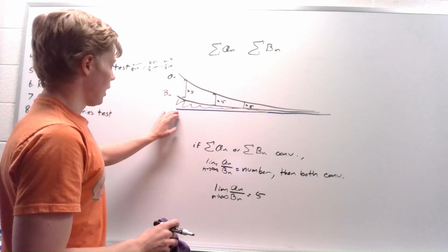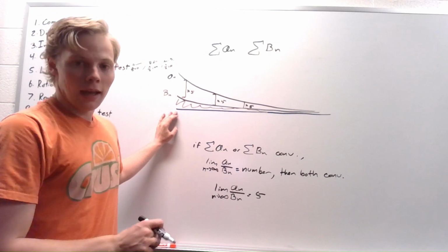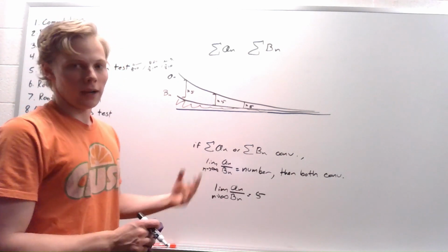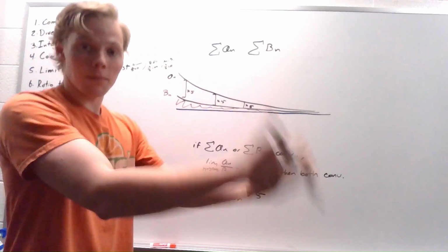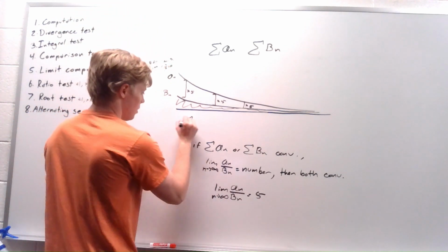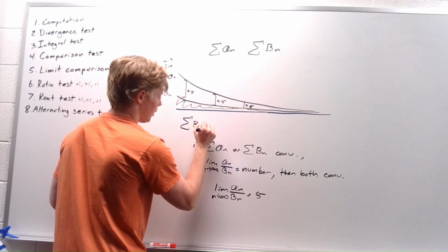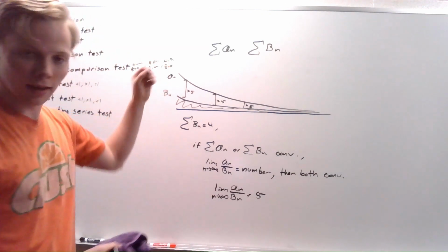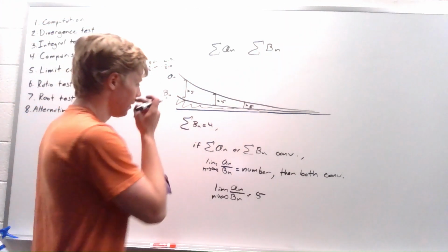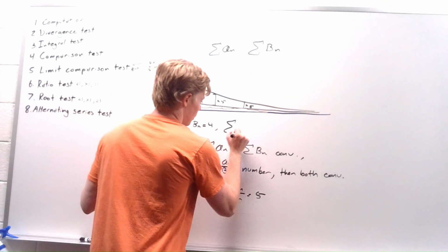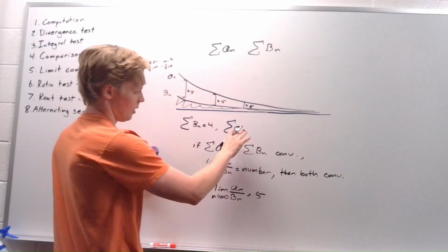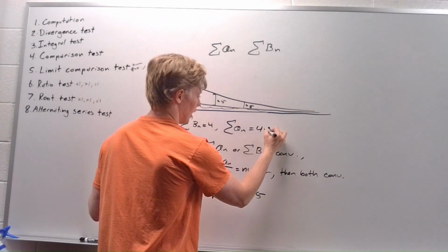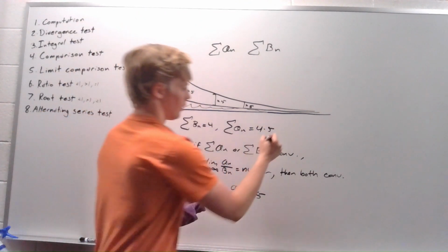Well, if all the area under B sub n is equal to just a number, then A sub n, which is always 5 times bigger, is just going to be 5 times that number. If like B sub n is equal to 4, for example, and A is always 5 times bigger than B, then the sum of all A sub n is just going to be that 4 times 5. It's going to be 20.